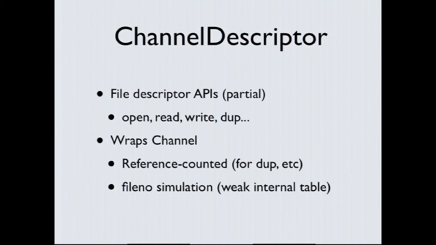And then we actually do simulate file numbers or file nodes by having a weak internal table of all the channels and the file numbers that they're associated with. So we can simulate file descriptors numerically even for channels and streams that don't have file descriptors available at the Java API level.